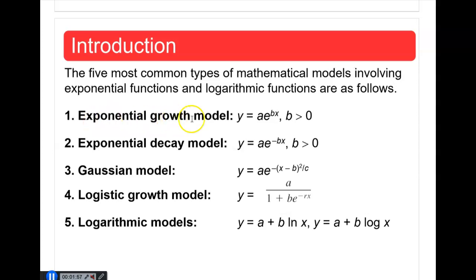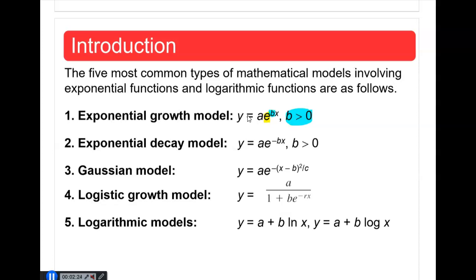So the first one that we have here is the exponential growth model, and we can see that it is growth because we're saying that the exponent, which is positive, is greater than 0. So if you have a positive exponent, you will have exponential growth. Here, the base is the number e, which remember is approximately 2.71.